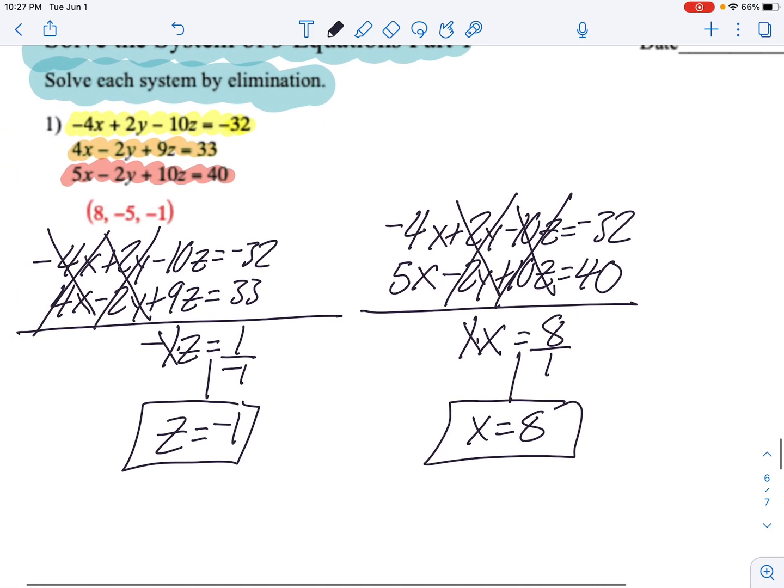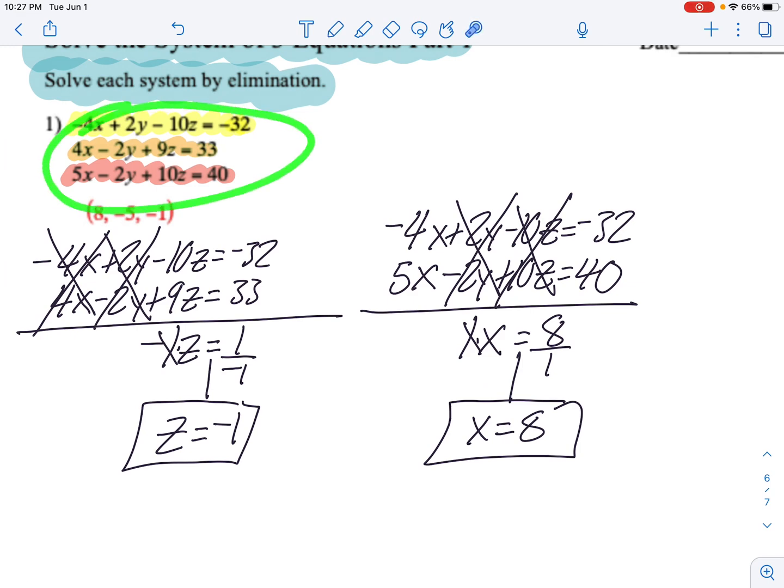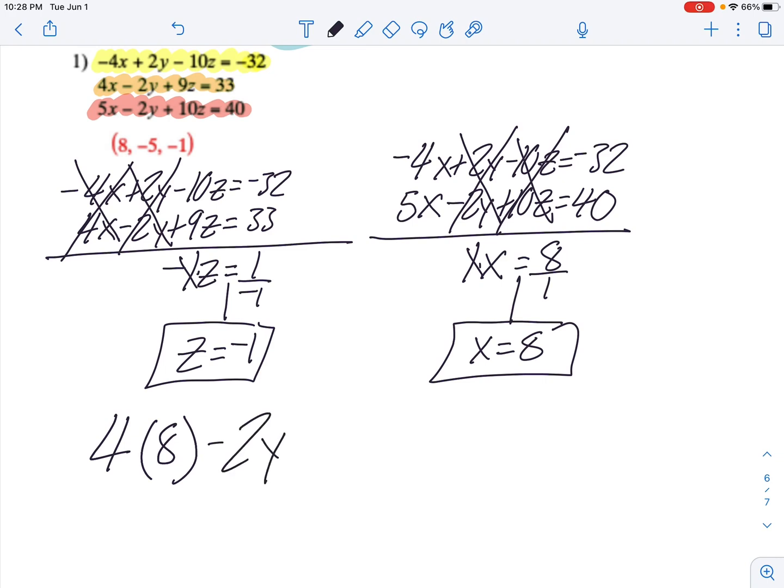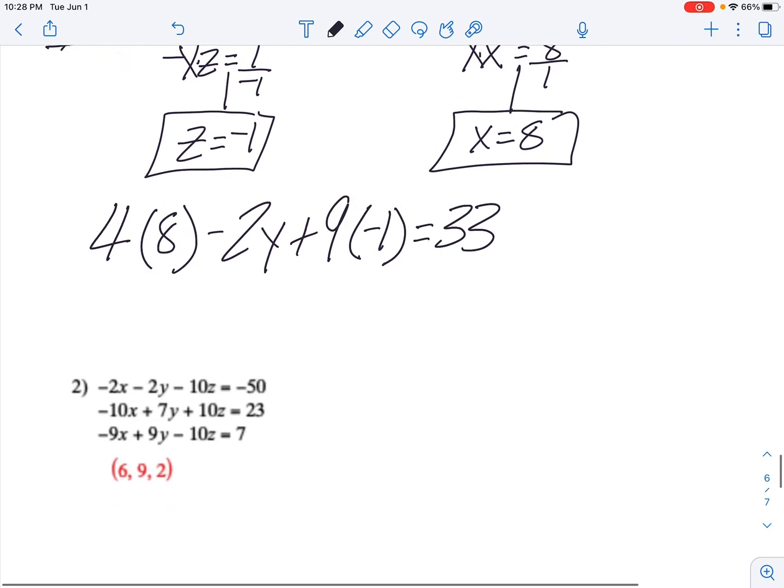And look at that. I have x and z. So that means I'm going to pick one of my original colors here and plug in x and z. I'm going to go with orange. So I'm going to take orange and say 4, but instead of x, I'm going to say 8, because x is 8, minus 2y plus 9z, but I already have z. Z is negative 1, is equal to 33.